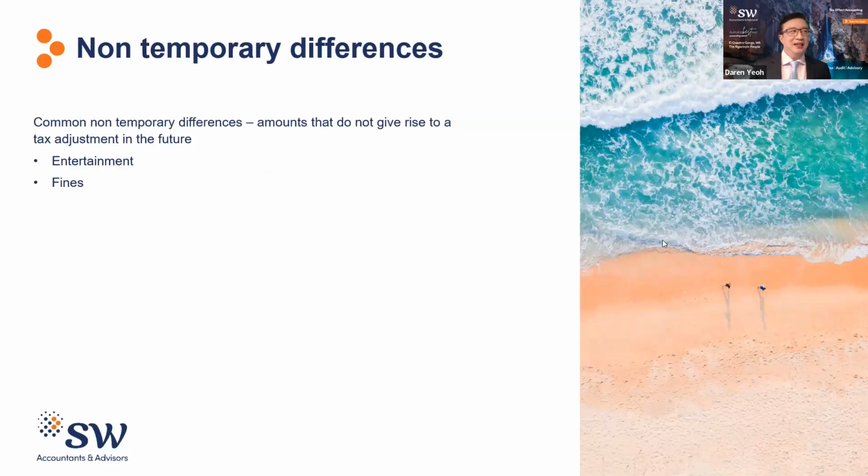Okay, so we discussed temporary differences. The other side of a temporary difference is a non-temporary difference, something we used to call permanent differences. So those are things in your tax reconciliation statement that do not reverse in future years. So things like fines and client entertainment.